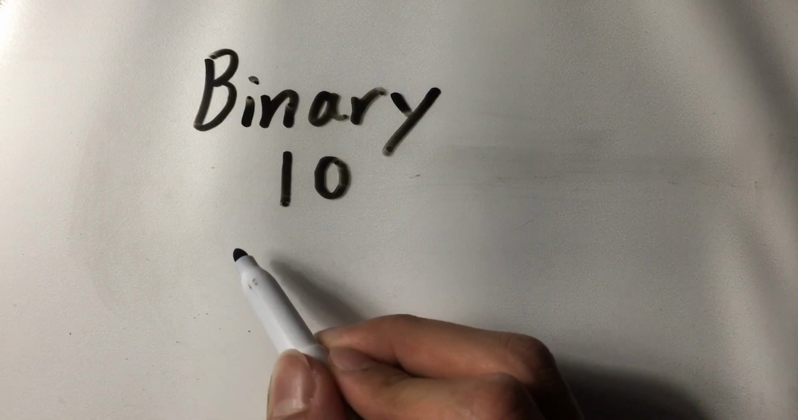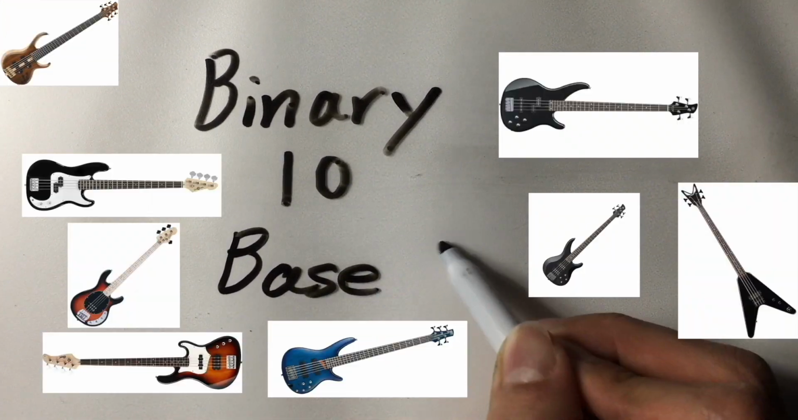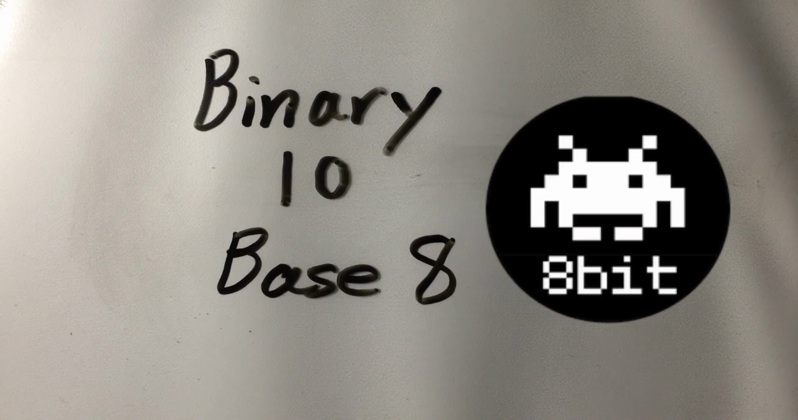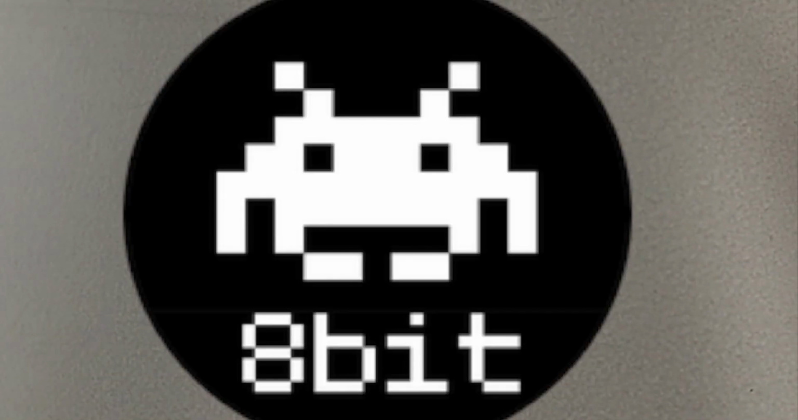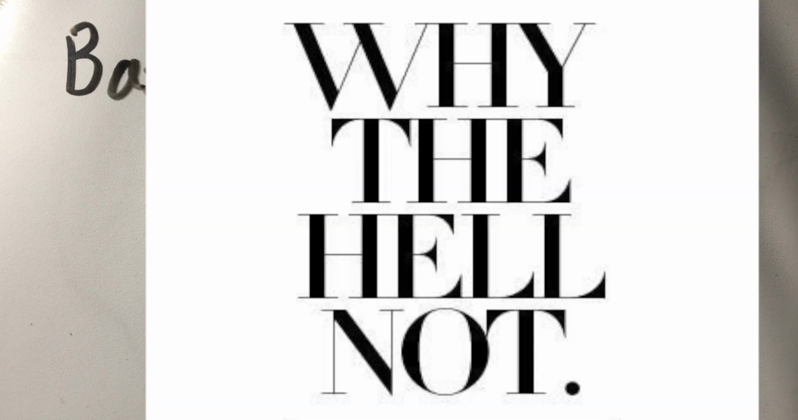But there's another thing computers like to use called base 8, or how some people like to call it 8-bit for some reason. So apparently in math, they want us to do things by hand, even though we have computers that could do this much faster. So here we have 657 base 10, and we're going to convert it to base 2. Because why not?